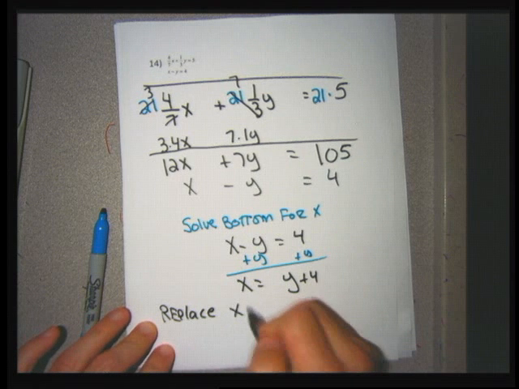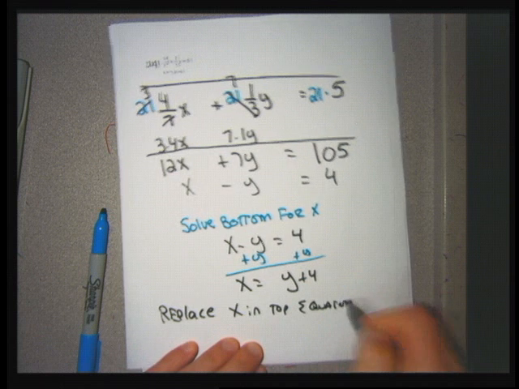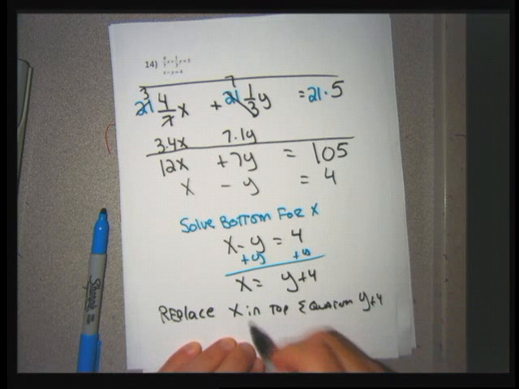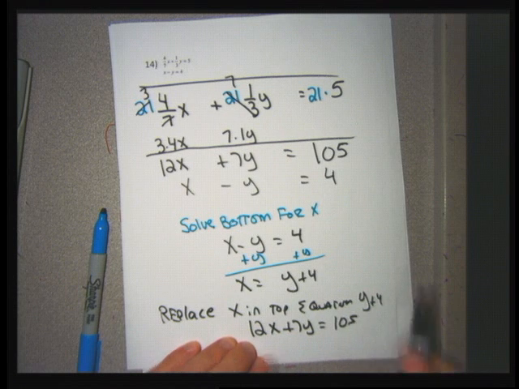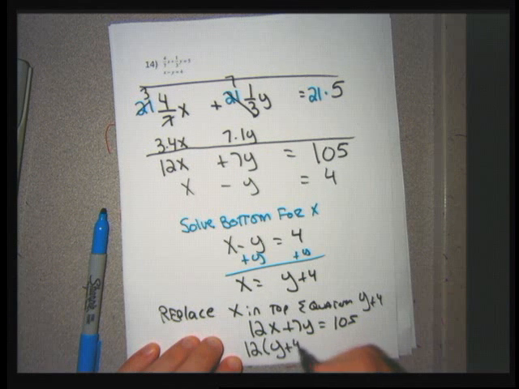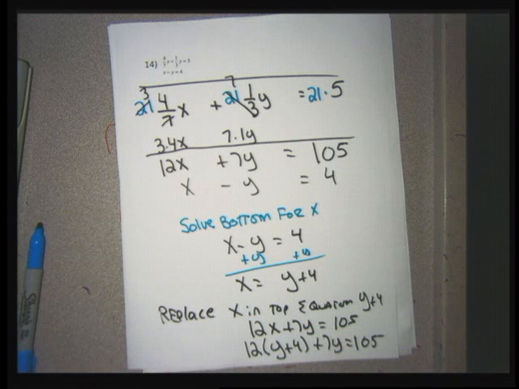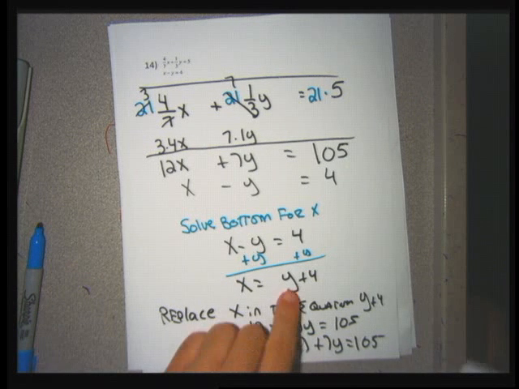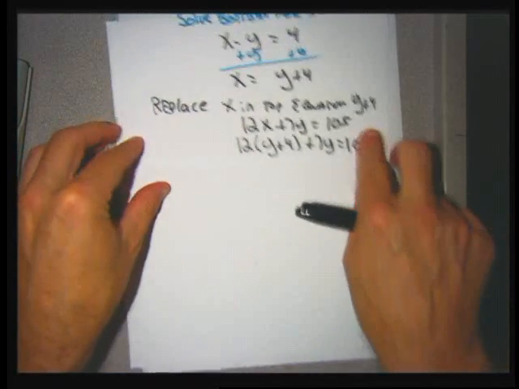Now I'm going to replace the x in the top equation with y plus 4. So the top equation is 12x plus 7y equals 105. I'm going to replace that x with y plus 4, so I'm going to go 12 times y plus 4 plus 7y equals 105, and I'm going to solve for y. That'll give me half my solution. After I get the value for y, I'm going to plug that value right back into there to get my value for x.